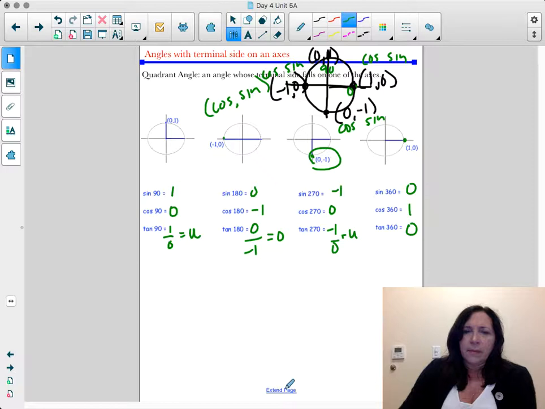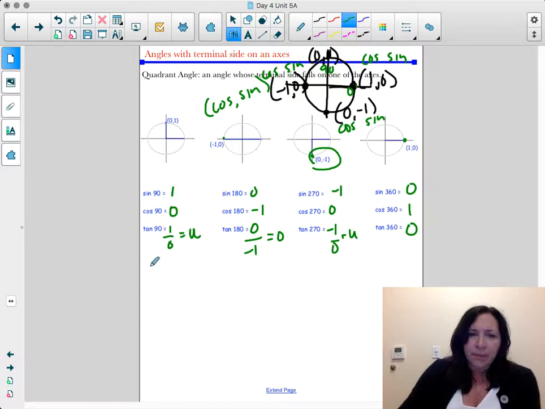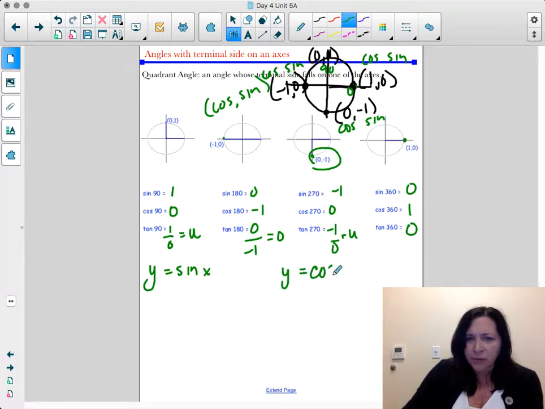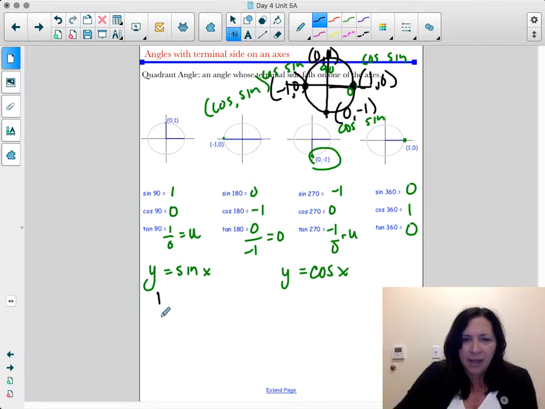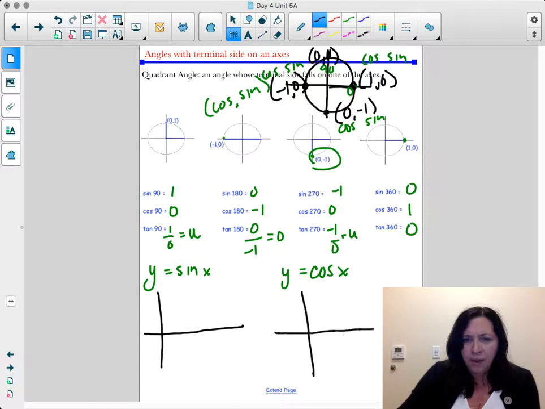Now, that's all well and good. But I also want to show you a different way of doing this, okay? We have y equals sine of x, and we have y equals cosine of x. If I were to unravel my unit circle, kind of throw it out there, I'm going to get a sine wave, and I'm going to get a cosine wave.